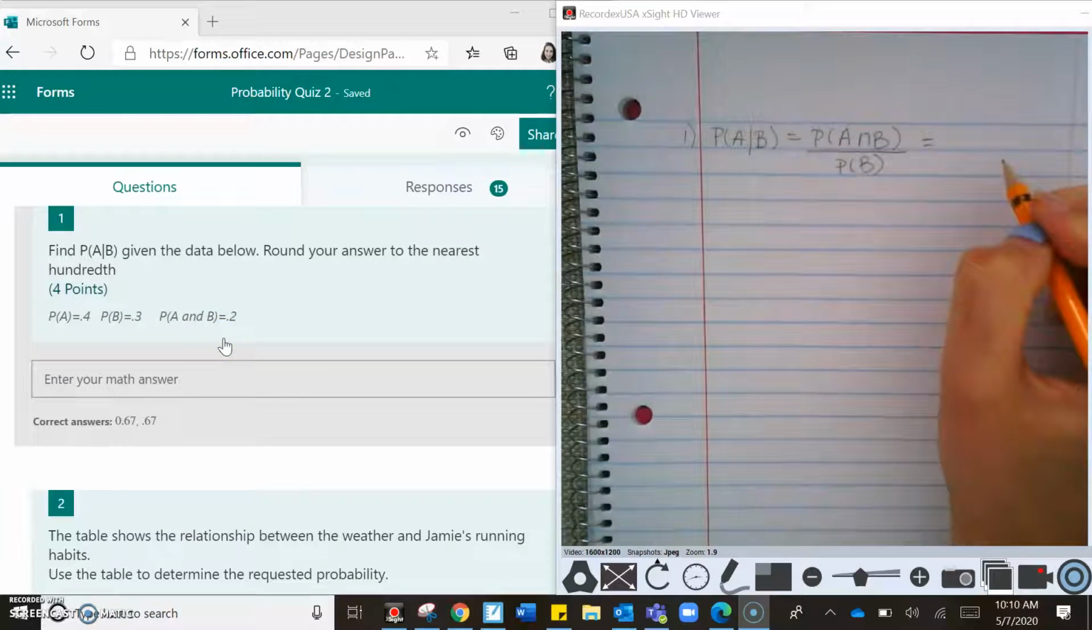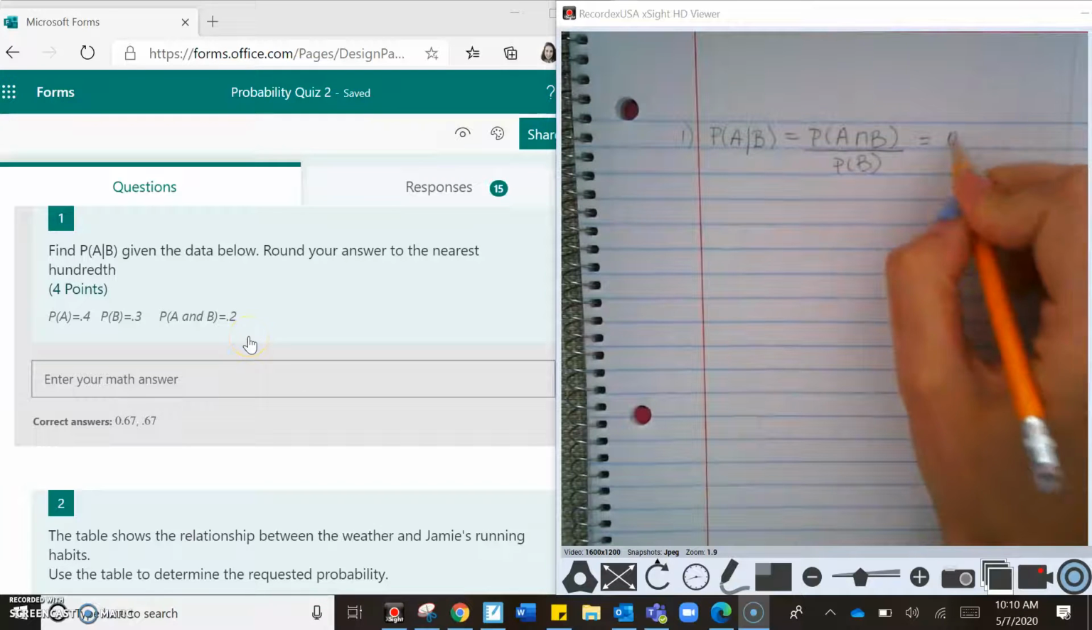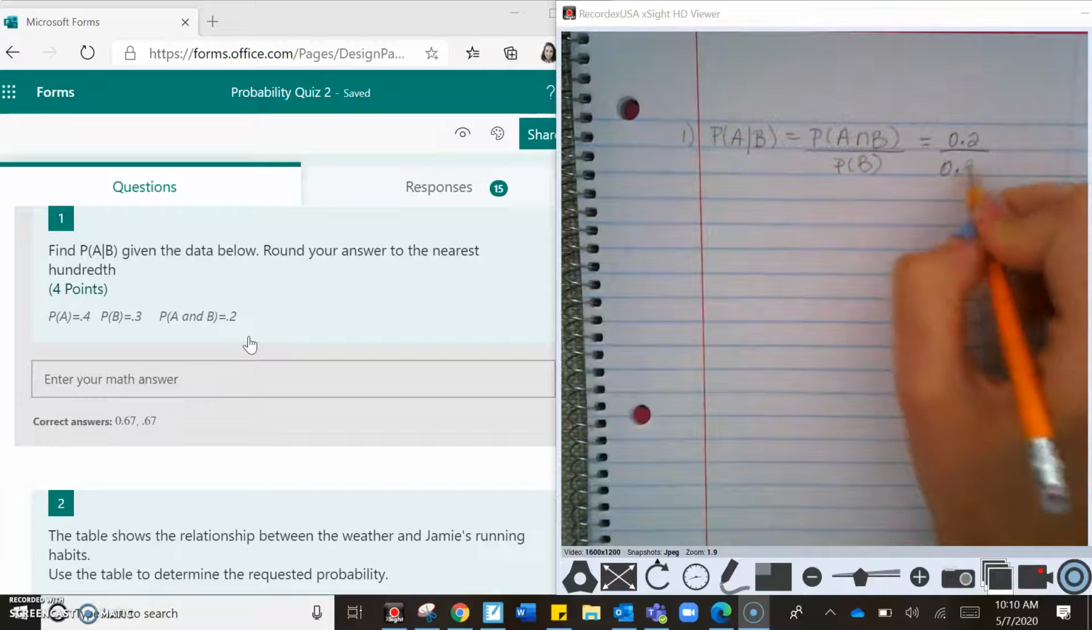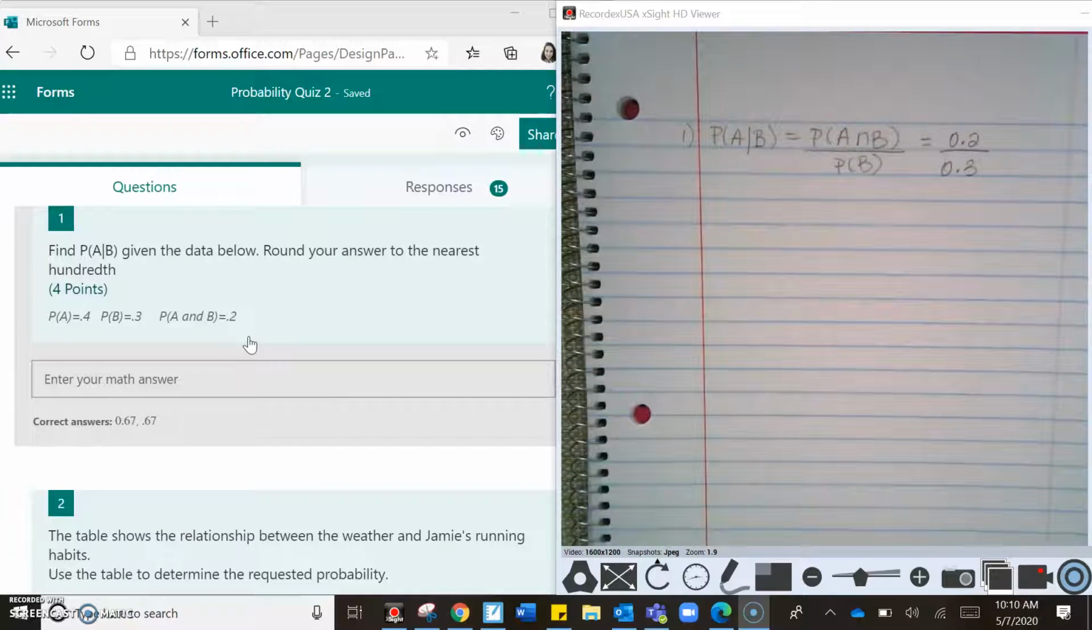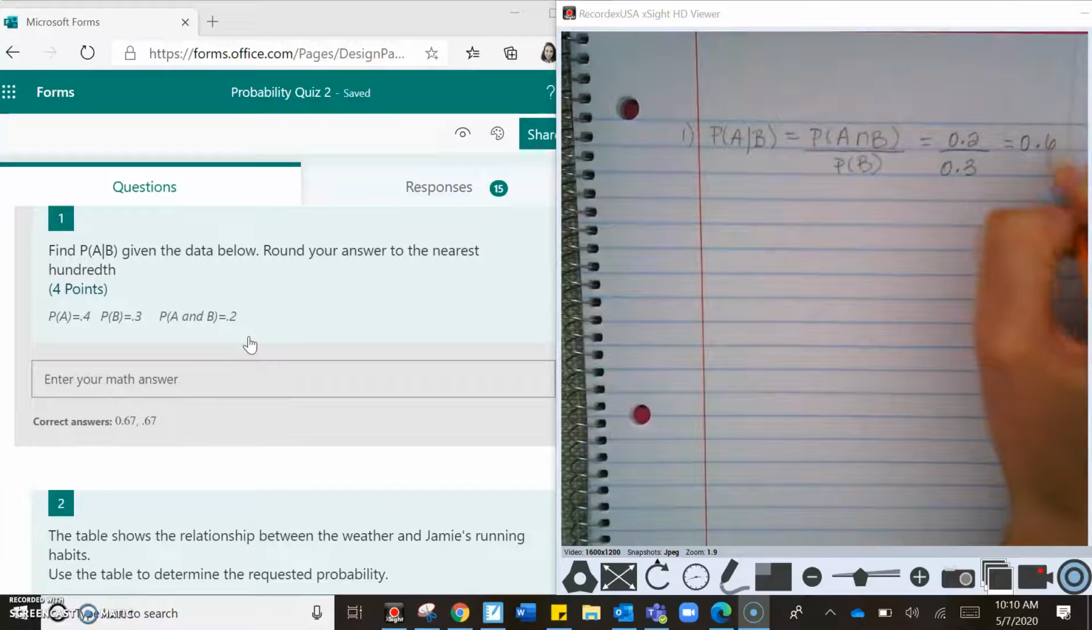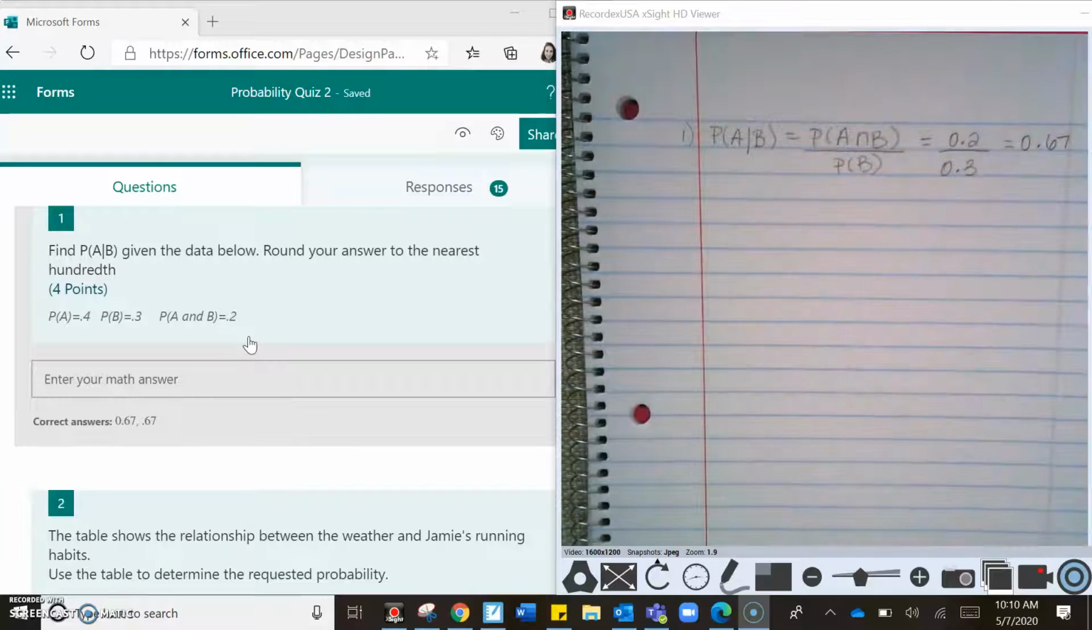So what I do need is their intersection, so that's 0.2. And I need the probability of B, so 0.3. And I'm going to complete that division sentence in my calculator. And if I follow the directions to round to the nearest hundredth, I get 0.67.